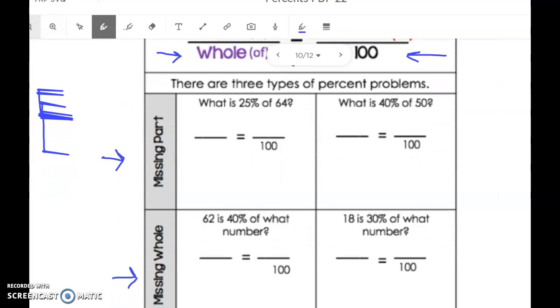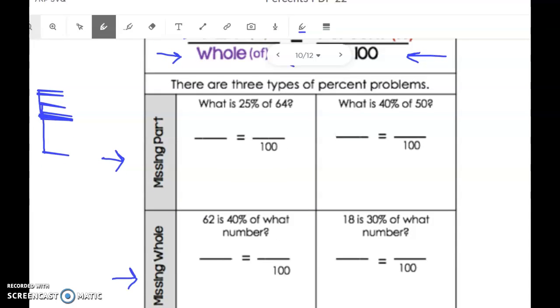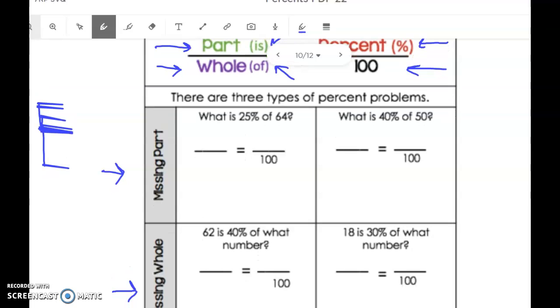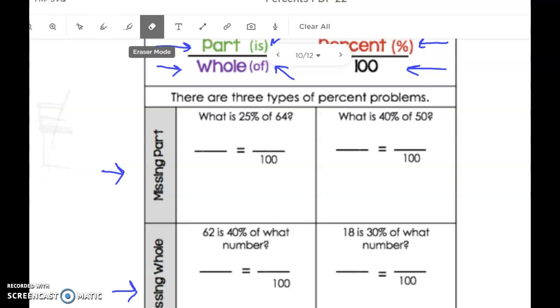Okay, we're working on these notes right now for our journals. Our first two kinds are missing part. I'm going to use the letter P for my variable on these. All right, so our question here: what is 25% of 64?